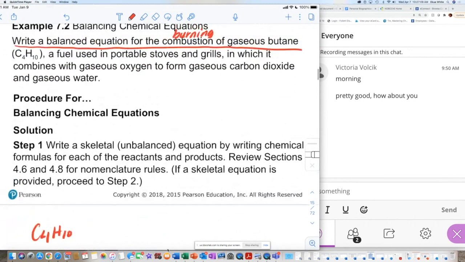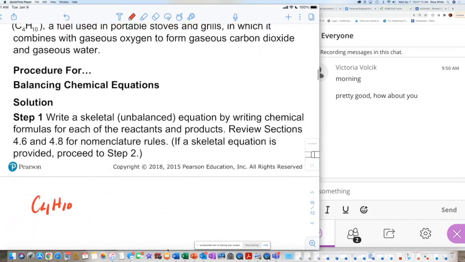C4H10. Do they tell you what physical state that is in? It's gaseous. That means it's a gas. This is butane gas. In the combustion reaction, there usually is some kind of fuel that is being burned in the presence of oxygen. So oxygen is a reactant that has to be present in combustion.